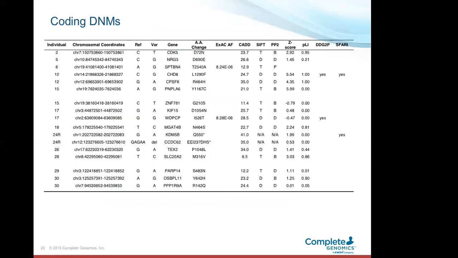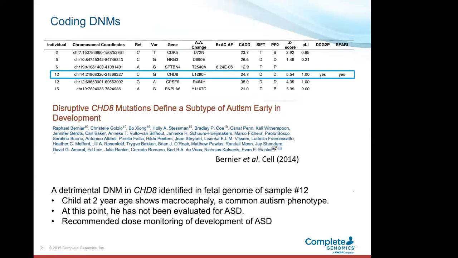So this table is a list of all the coding de novo mutations we found across the 30 families. And we identified a de novo mutation in one of the genes named CHD8. Mutations in this gene have been shown to be a cause of autism. Therefore, we contacted the family and confirmed that at the age of 2 years old, the child is showing macrocephaly, which is a common autism phenotype.